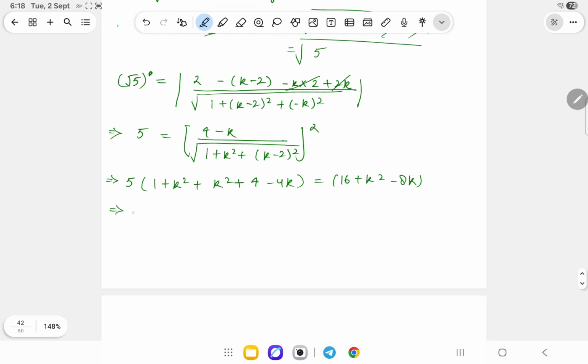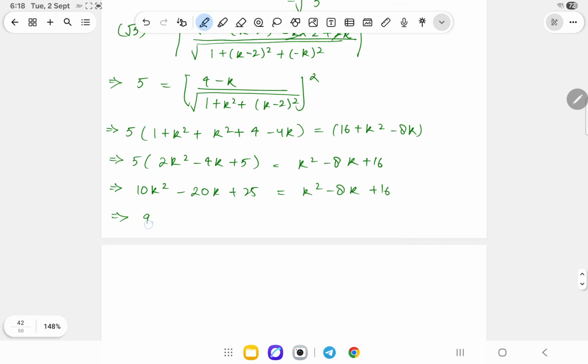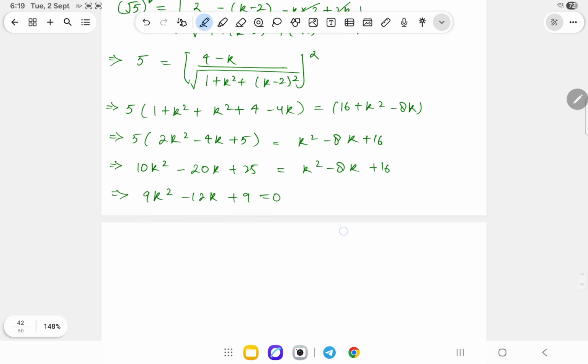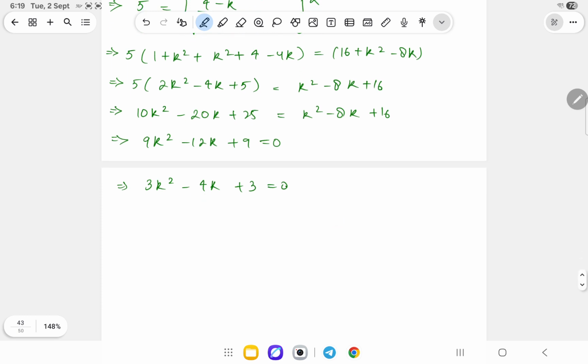So if I simplify it, it is 5 into 2k square minus 4k plus 5 equals to k square minus 8k plus 16. So this basically gives me 10k square minus 20k plus 25 equals to k square minus 8k plus 16. This is equals to 9k square minus 12k plus 9 equals to 0. So we can divide throughout by 9. We'll be getting 3k square minus 4k plus 3 equals to 0. And it is a quadratic equation in k, and so we can solve it for k.